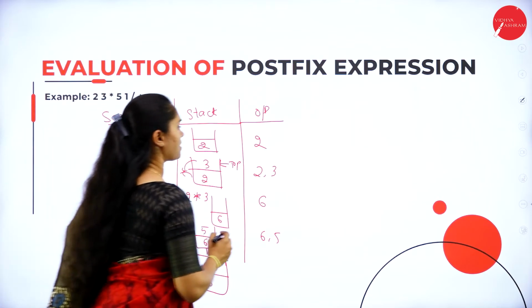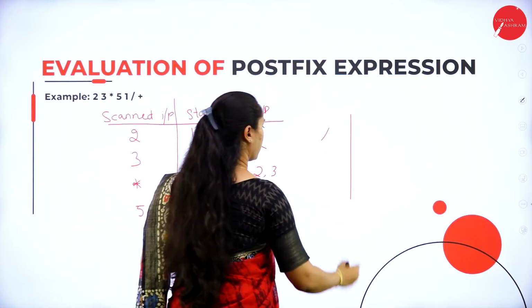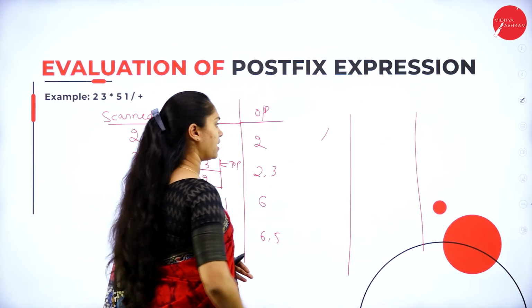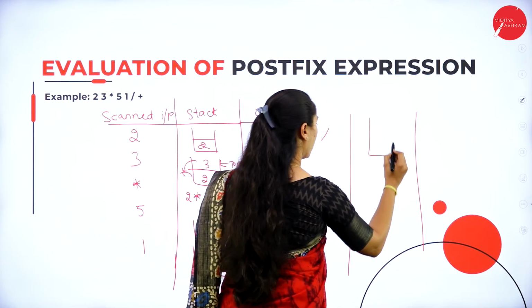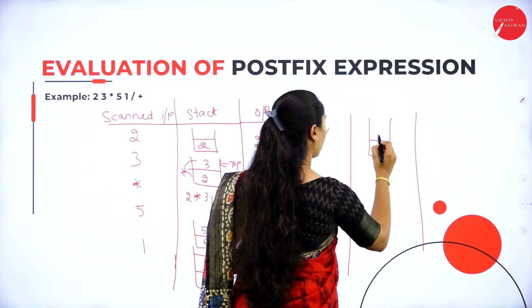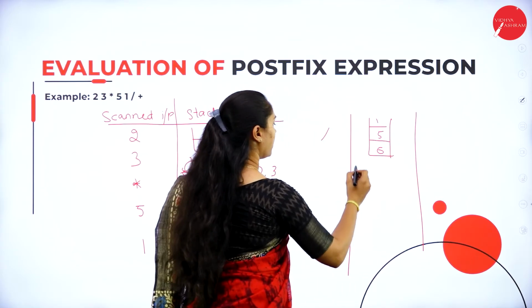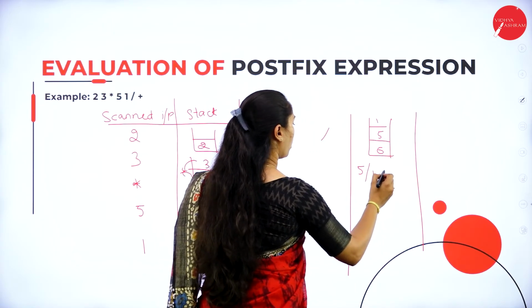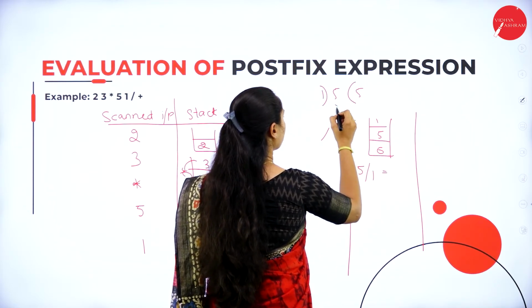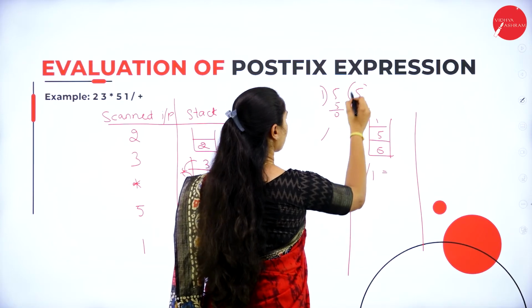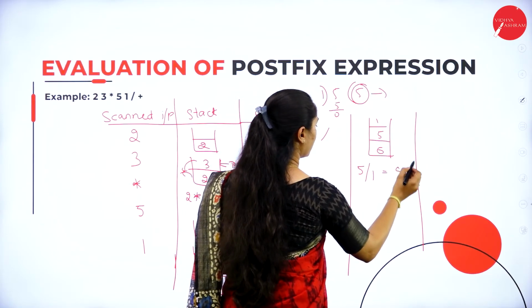Now I found a slash, that is the divide symbol here. If I get an operator in the expression, then we have to perform the operation. So as of now, at the top of the stack, I have 1 and 5. Then we have to perform this operation. 5 by 1 is 5. So this slash returns the quotient value. That's why the resultant is 5.